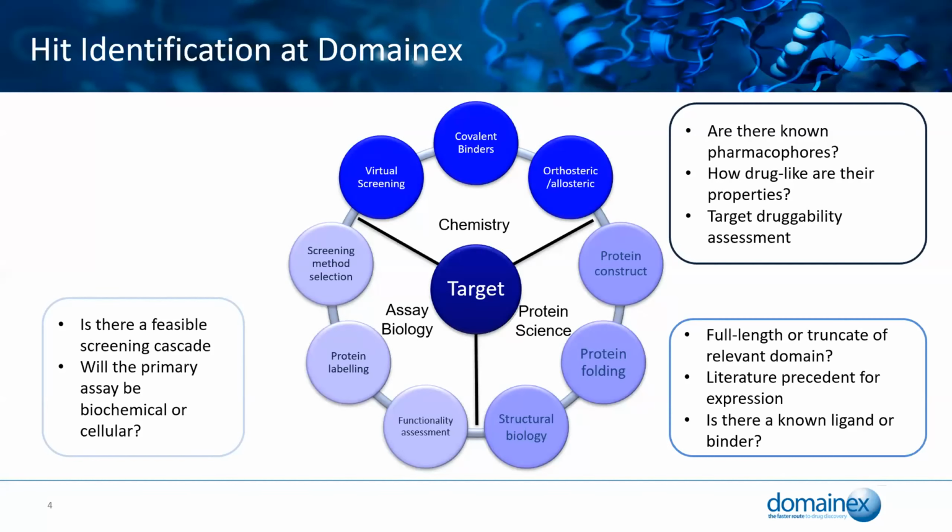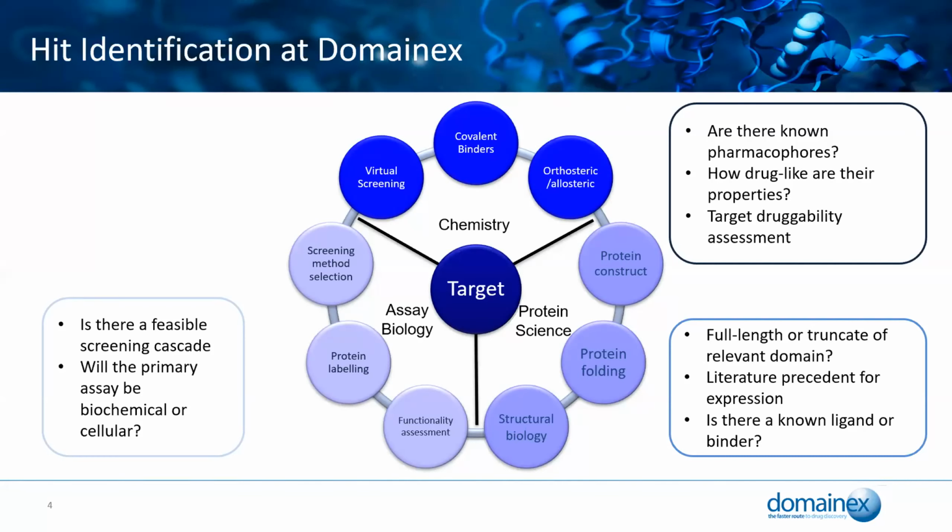For example, for proteins that have different domains and different regions, chemistry can work out whether or not these different domains or regions are druggable, which are more druggable than the others. Do different regions infer selectivity versus other family members? And obviously this will feed into protein sciences. Do we want to produce full length protein? Do we want to produce truncated protein? And again, this will feed into the assay biology.